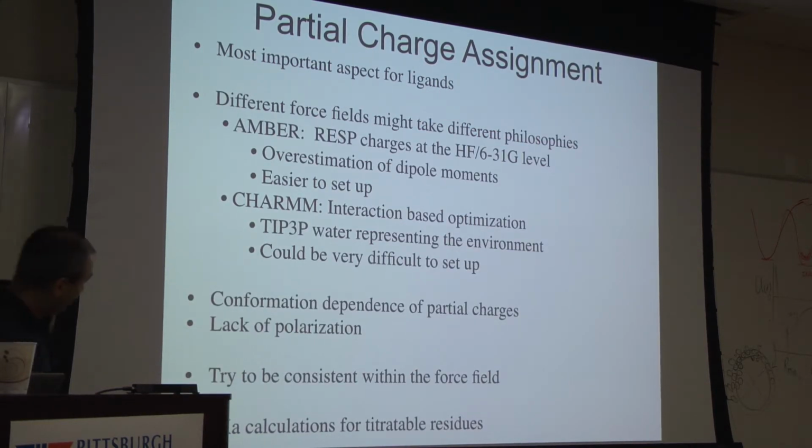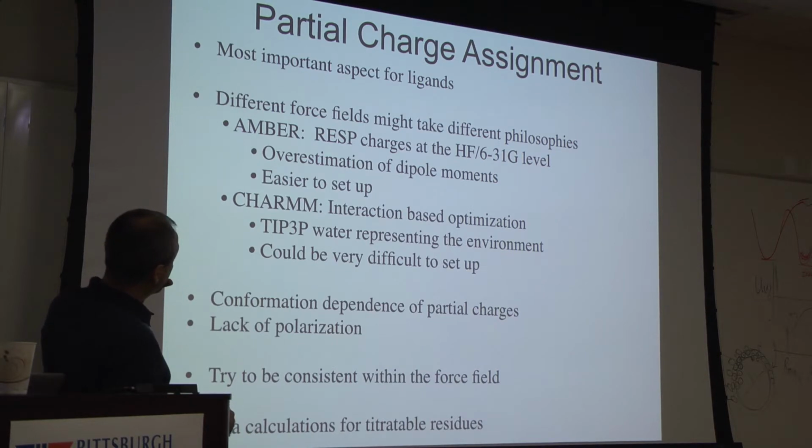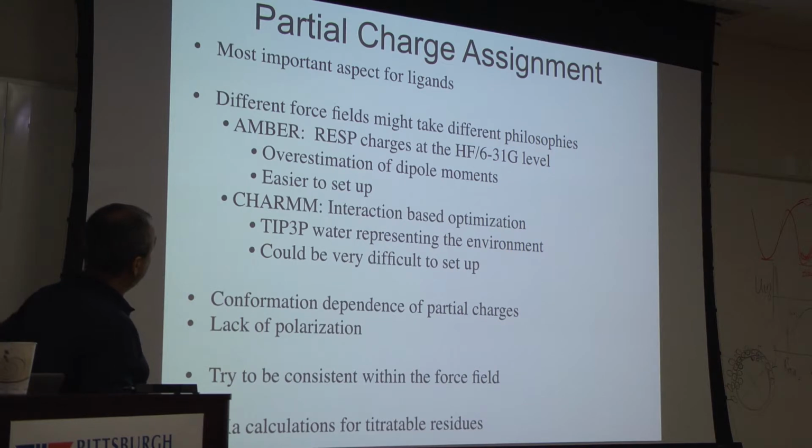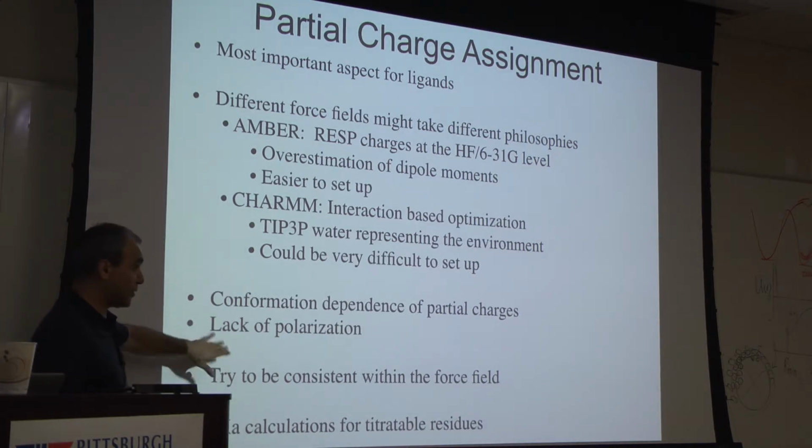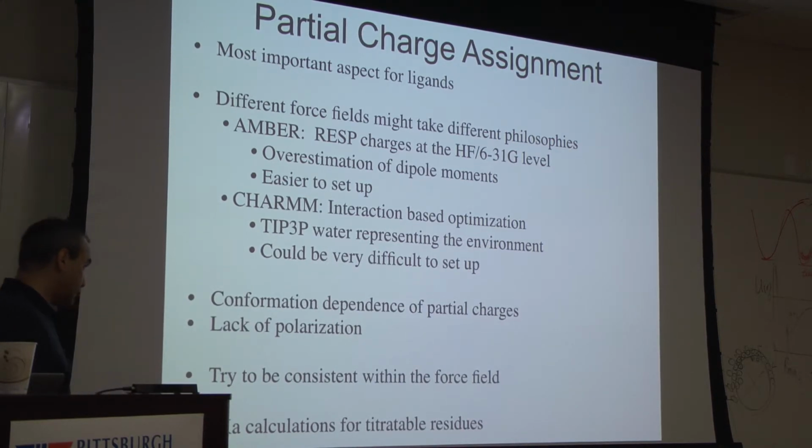Some of the important aspects, I think I've covered everything. These are very important aspects about charge assignment and their ramifications. I mentioned it's very important. Different strategies in Amber based on ESP and in CHARMM based on interaction with water. We talked about that. Could be difficult. Lack of polarization. Several examples we talked about. Conformational dependence of partial charges. Try to be consistent with the force field, PK. I think we covered all of these.